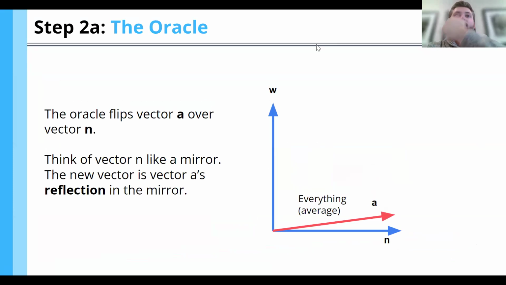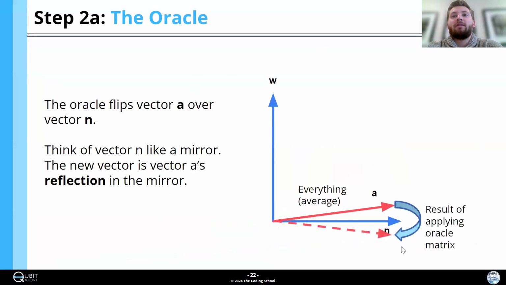We take our oracle operator and we're going to flip A over the vector N. So think of vector N, this bottom vector here, like a mirror. The new vector is vector A's reflection in the mirror. So just flip it directly by N. If you need to picture this, look at a mirror, the closest one to you, and look at yourself in there. You are the vector A. Whatever image you see in the mirror is the new reflection of A.